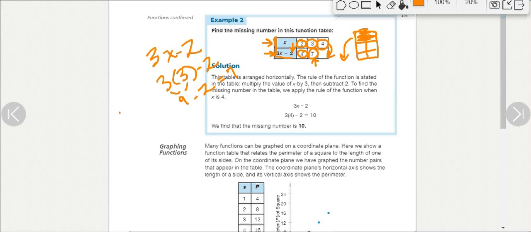So we can just quickly do some algebra. 3, put a parentheses where x belongs, minus 2. 3 times x, which was 4, minus 2, which is 12 minus 2, which is 10. Answer: 10.